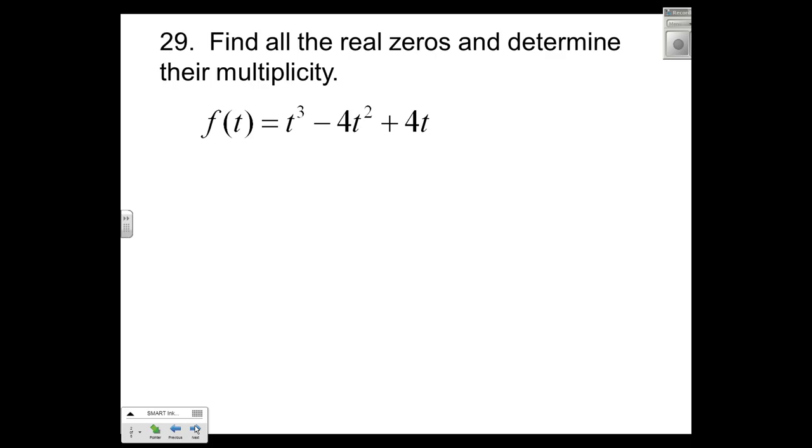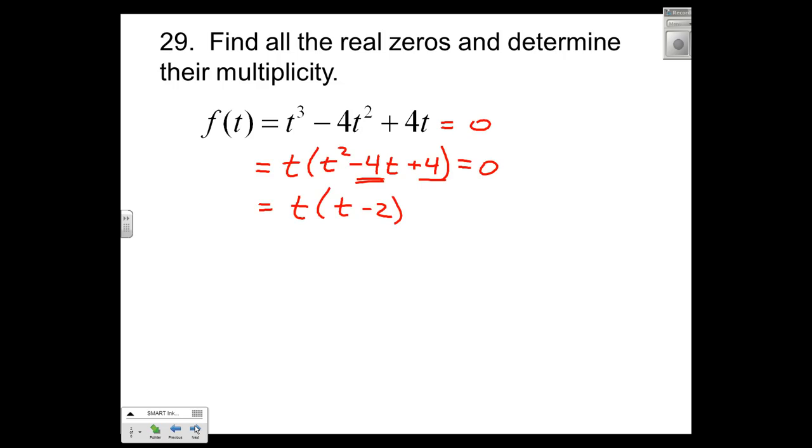Okay, find all the real zeros and determine their multiplicity. Same thing. In this case, if I set this thing equal to 0, I'd like to factor. I can factor out a t, and I get t squared minus 4t plus 4 is 0, which further factors into t times t minus 2, factors of positive 4 that add up to negative 4, minus 2 and minus 2, or t minus 2 squared is 0. Therefore, we would say t is 0, t is 2, t is 2. So here are our zeros of 0 and 2, but the 2 has multiplicity 2.